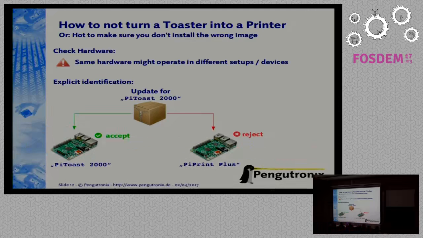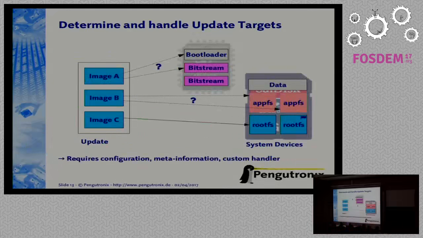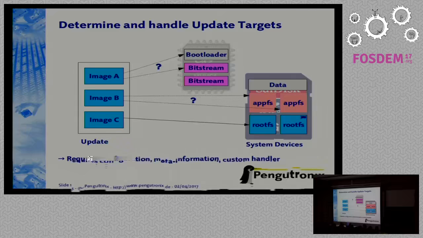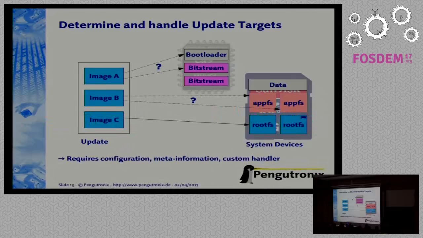And another task that your update system has to handle is that you have to find out where you update. So you have an image B, and you have to say, okay, is it a bootloader image? Is it a bitstream image? Or another image? Is it for the first or for the second redundant partition, and the same for the root file system? And this works only if you have some kind of configuration, either only in the update itself or in the update and the system itself, so that you can match these partitions.